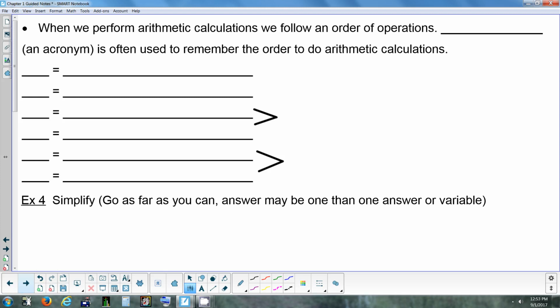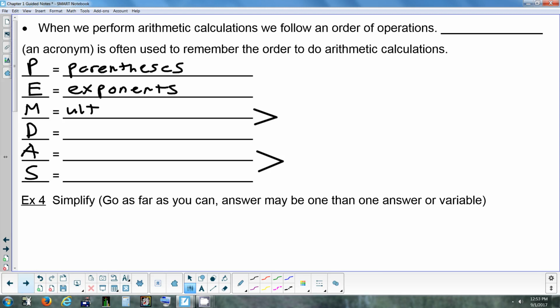Okay, does anybody know the acronym that you use when you're doing arithmetic to remember what order you do things in? Yeah, Joe? PEMDAS. Can anybody tell me what any of that means? P is parentheses. Okay. E is exponents. Good. What's the M?